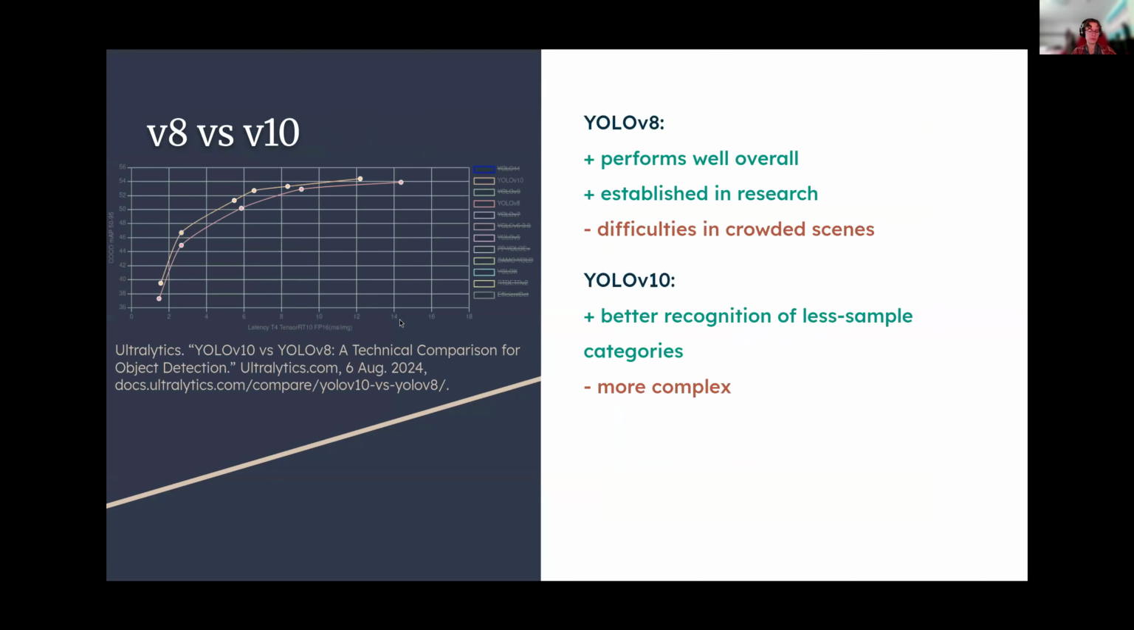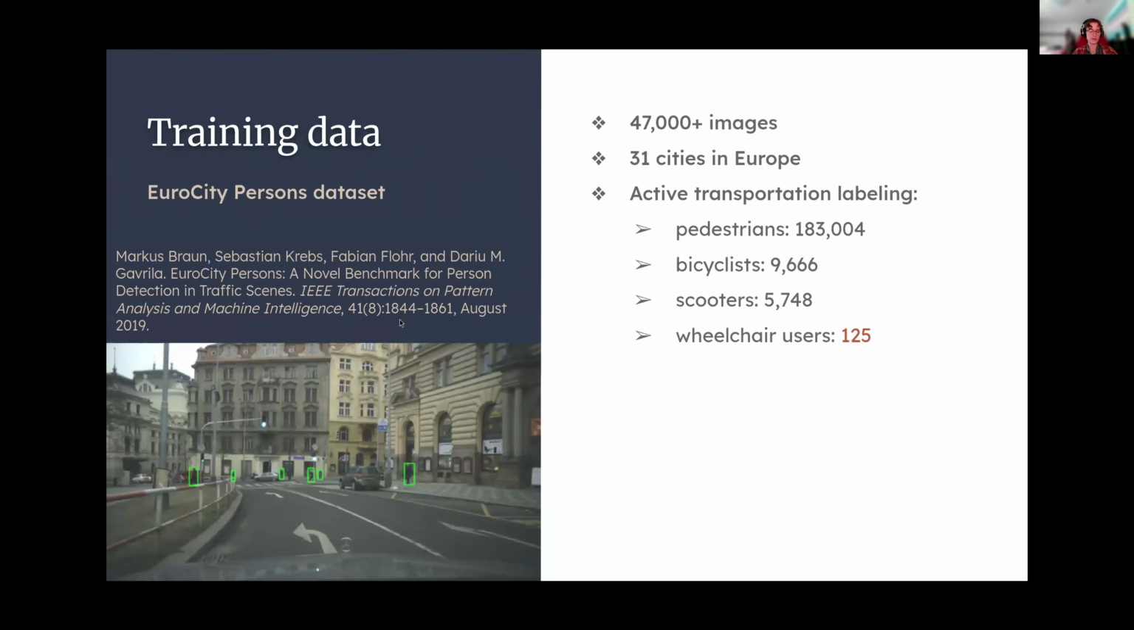Specifically, YOLO v8 performs well overall and is established in research, but has difficulties identifying objects in crowded scenes. YOLO v10 is more complex, but in particular improves in identifying objects in less sampled categories.